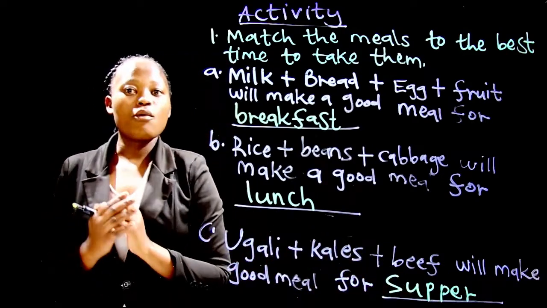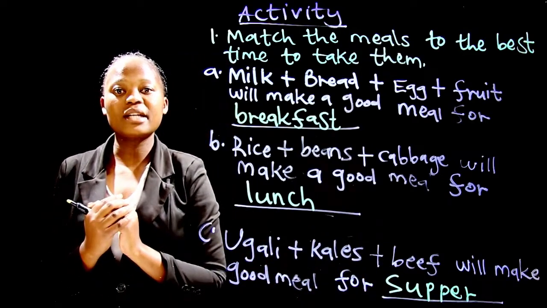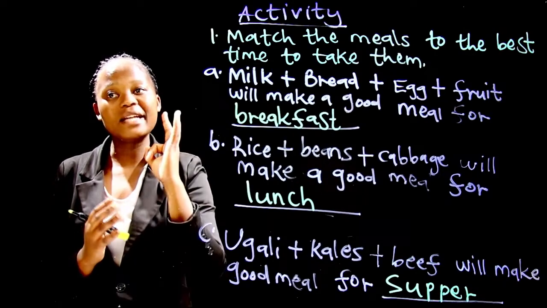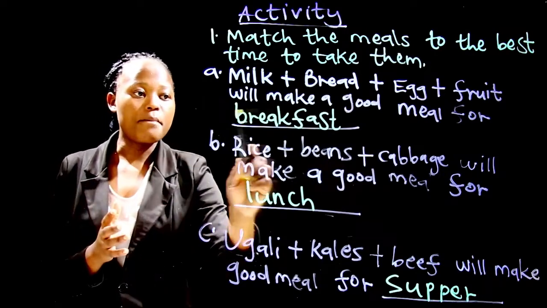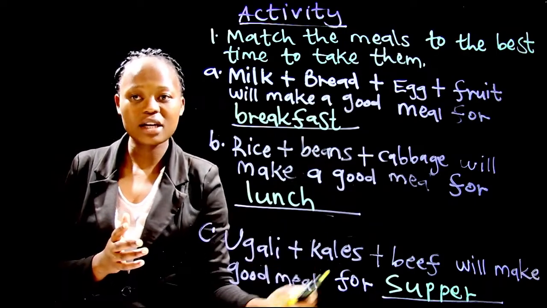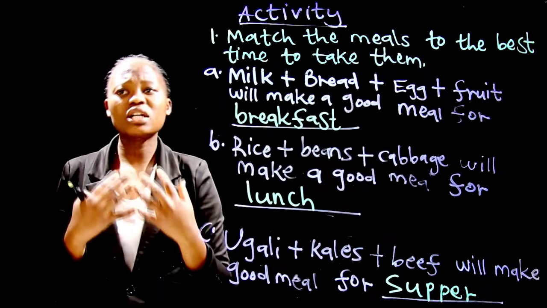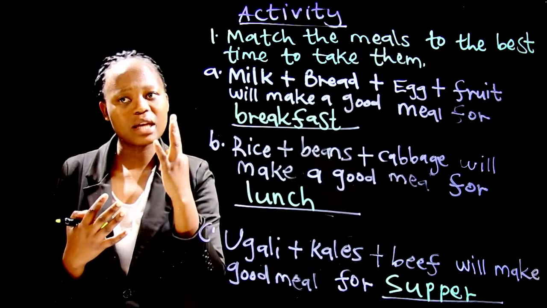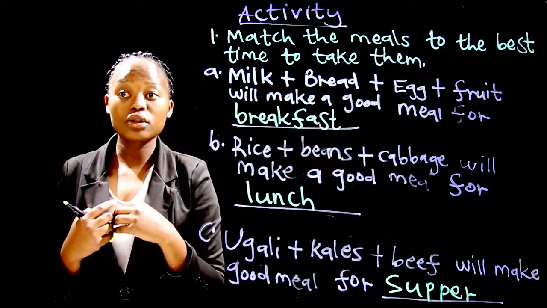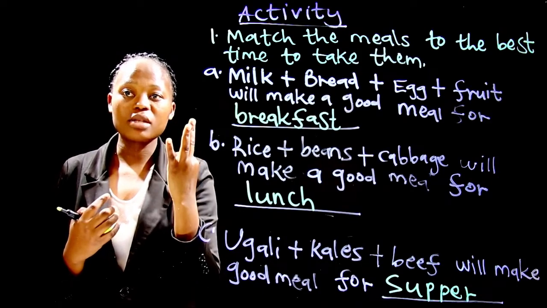And now learners, we've learned that we take how many meals in a day? We take 3 meals in a day. That is breakfast, lunch and supper. And why do you think it is important for us to eat 3 times in a day?